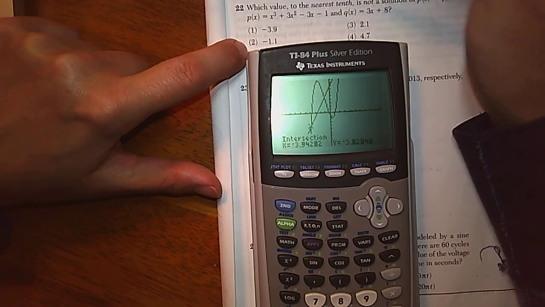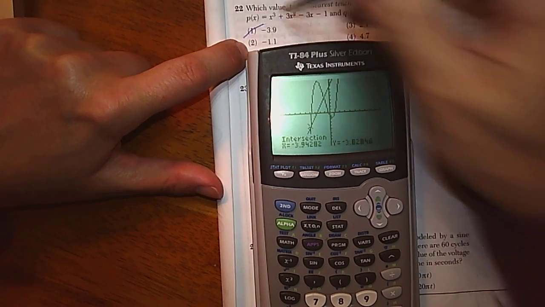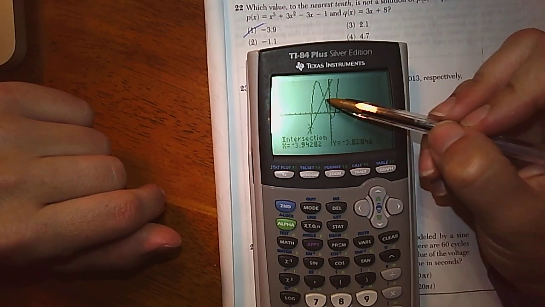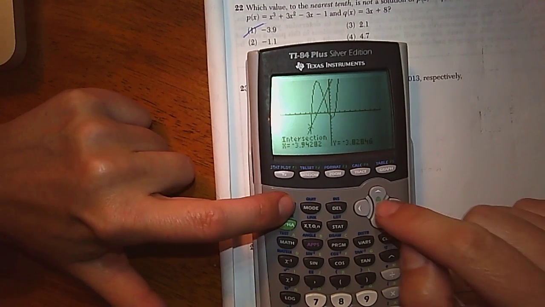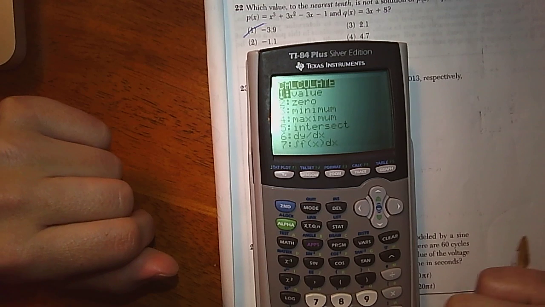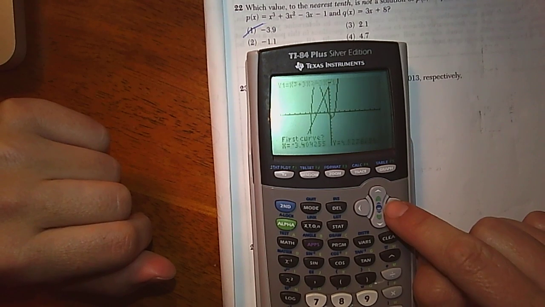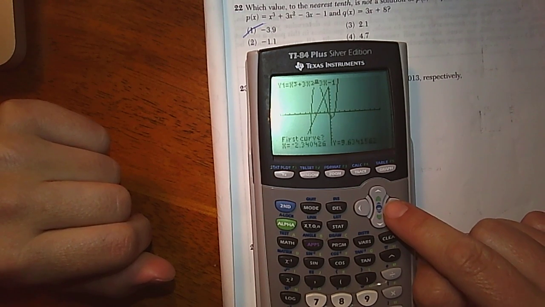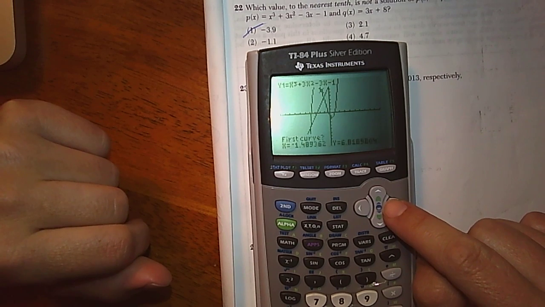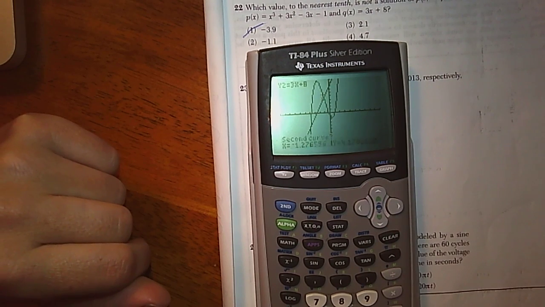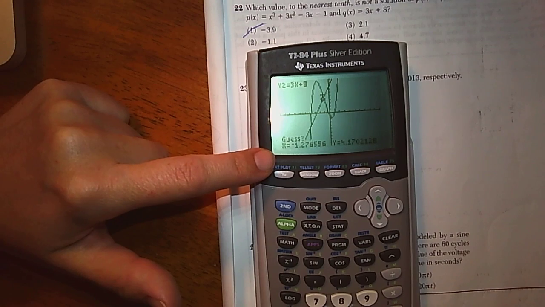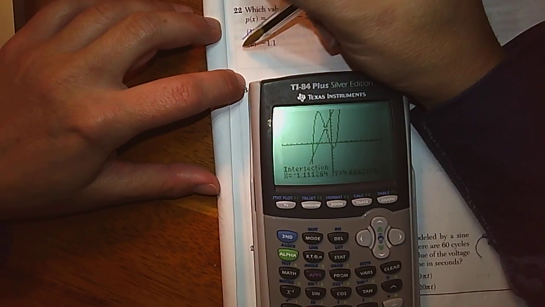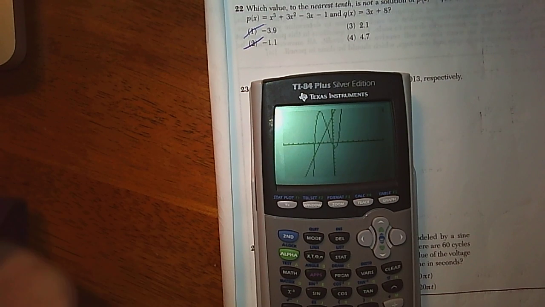So this guy is a solution, so I can cross that off. All right, so now let's go to this intersection point. We're going to do it again. 5 for intersect. We're going to go over there. And I'm going to be honest, there's only one way to do this, guys, and that's with the graphing calculator. Enter, enter. Negative, oh, that's the guess. Negative 1.1. Okay, so this guy's an answer. Zoom fit. Let's see what happens.